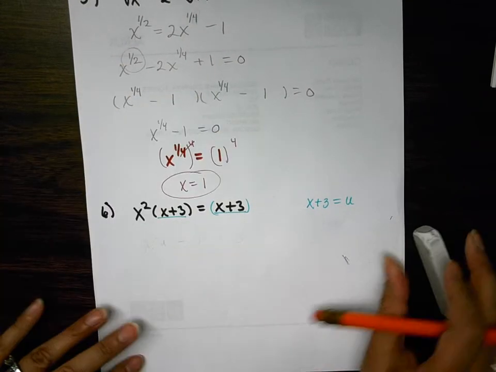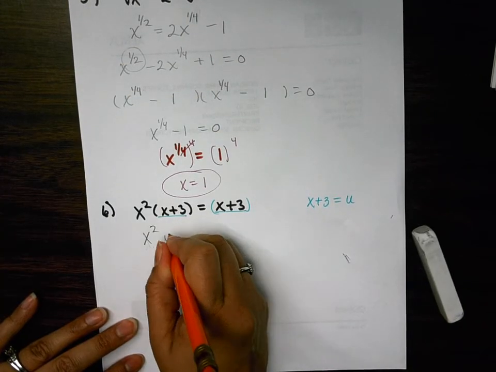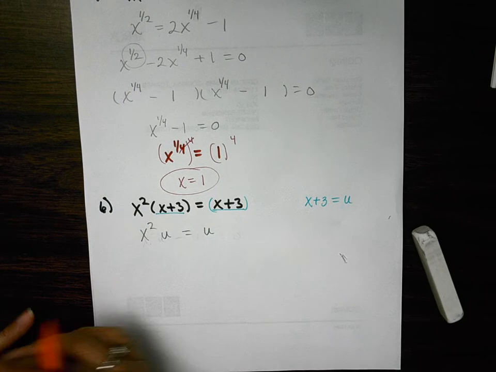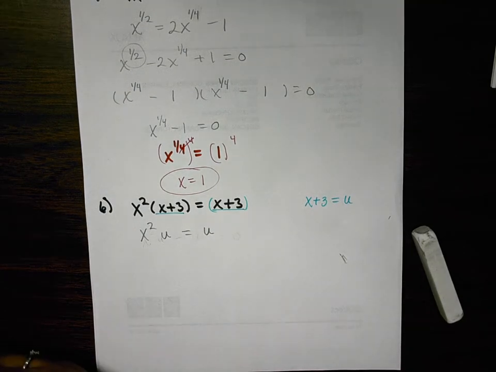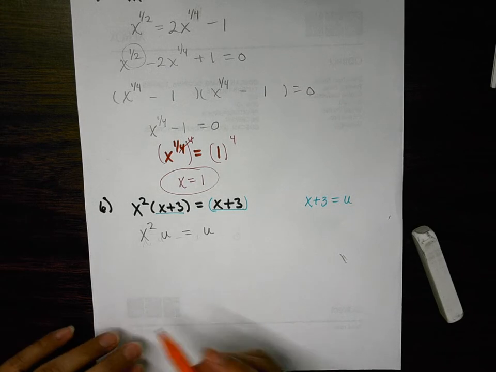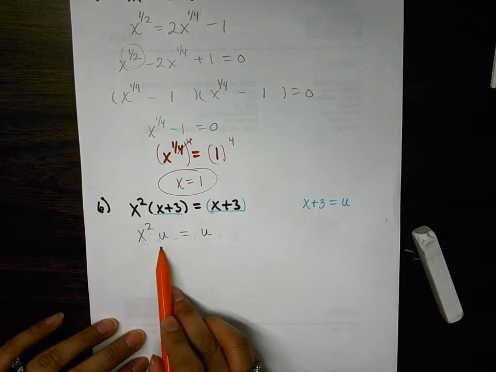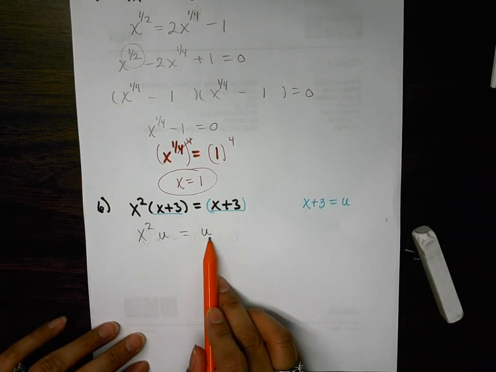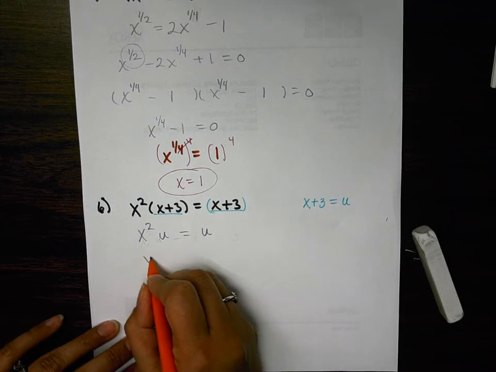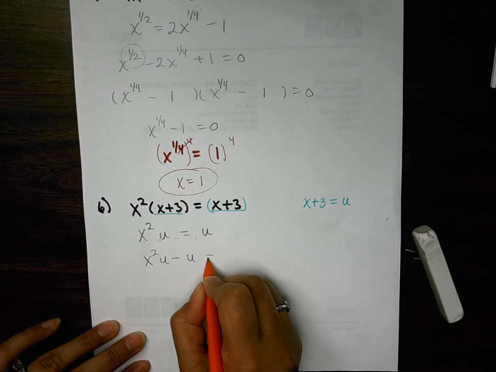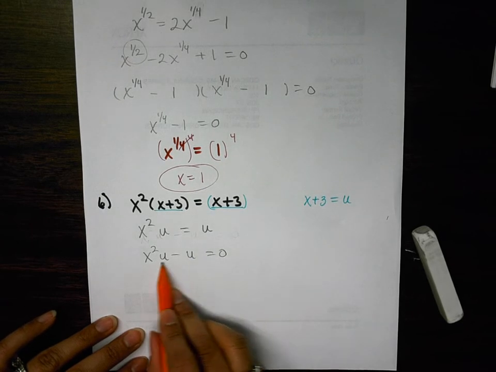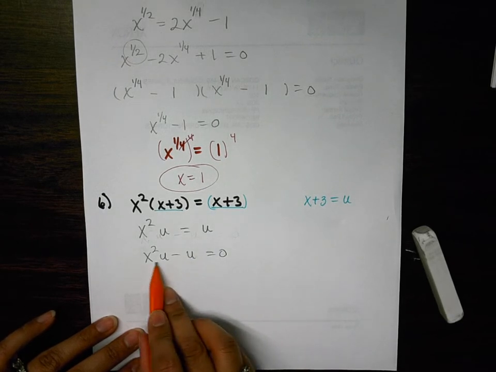And I jumped the gun there. Let me rewrite it first. x squared U equals U. Not the only way to do it, guys. But again, this one was one of the ones that were missed a lot on this test. I need the talking to stop, please. Do you see where this U came from and where this U came from? Yes? Subtract the U over. x squared U minus U equals 0.